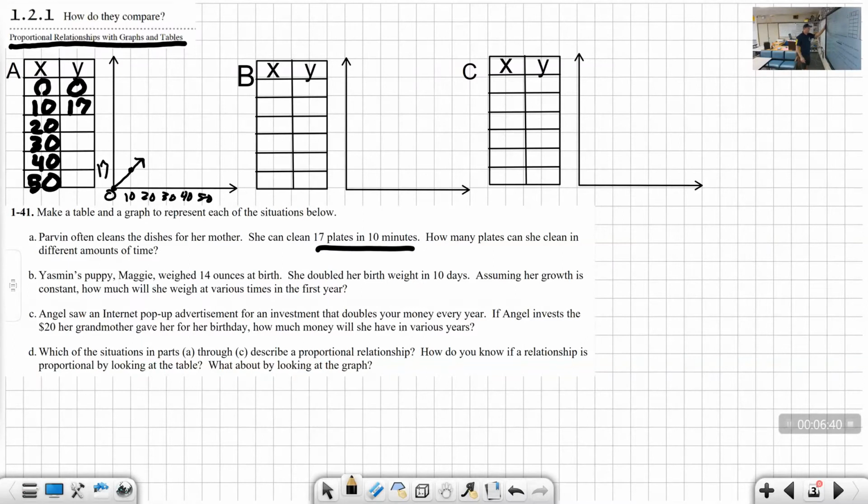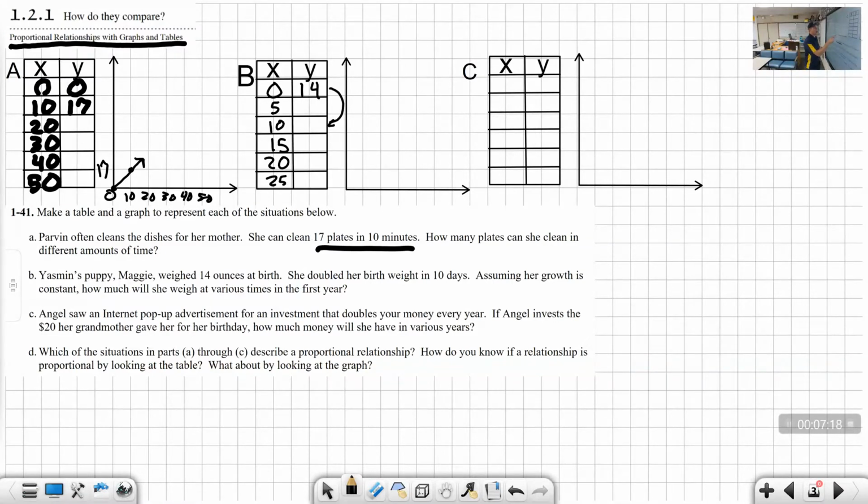Okay, let's tackle problem letter B. Yasmin's puppy Maggie weighed 14 ounces at birth. How old are you when you are born? 0. 14 ounces when it is born. She doubled her weight in 10 days. I'm going to do 5, 10, 15, 20, 25. She doubled her weight. Double that, and you're going to get a number.